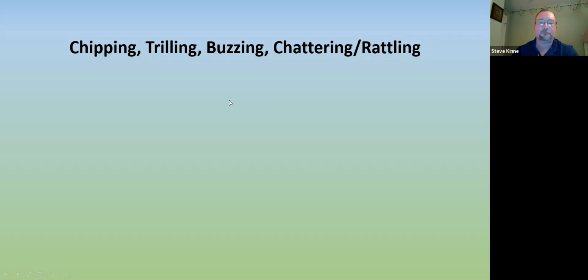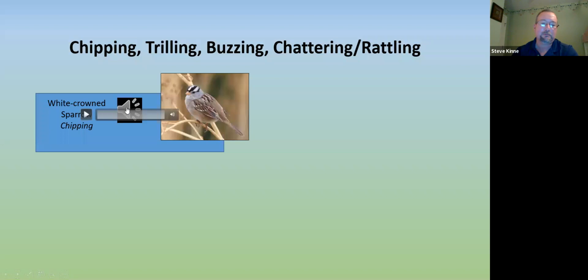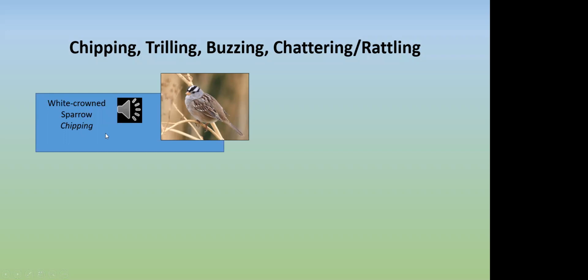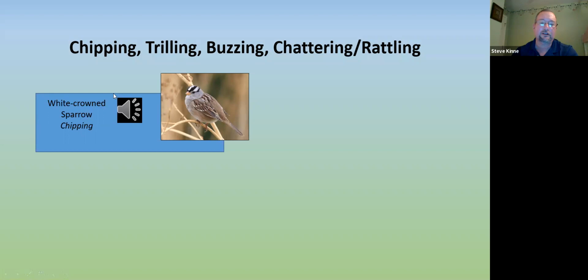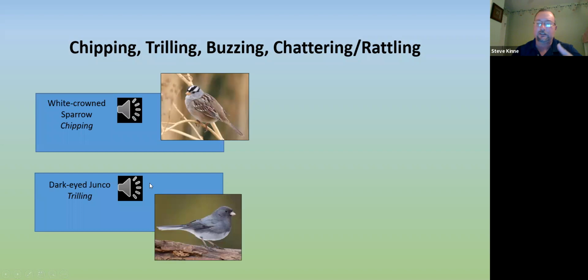Let me give you a couple of examples. Chipping is pretty self-evident. So there are a number of birds that do chipping, especially when they're just sitting in the bushes and you're trying to walk by, you'll hear that a lot. That's chipping. Now, if you take a chipping but make it much faster, then it becomes a trill. And here's a dark-eyed junco trilling.